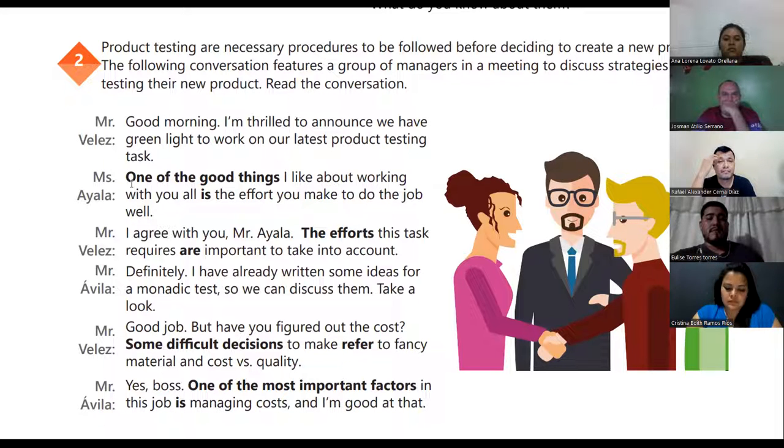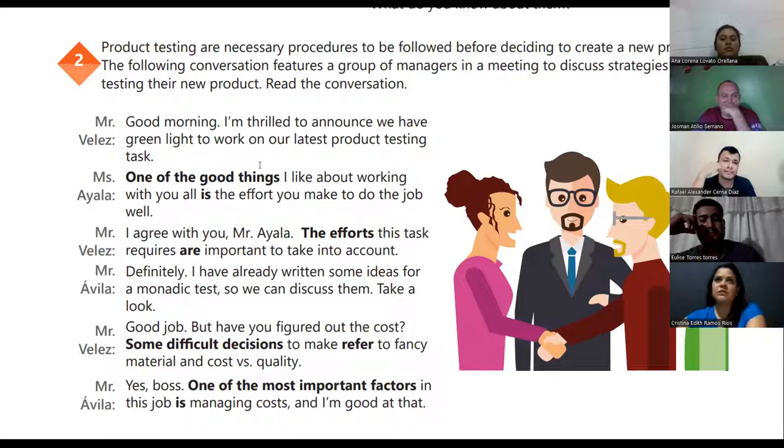Por ejemplo, veamos acá arriba, dice one of the good things. ¿Cuál es el sujeto? One of the good things. ¿Será the things o será things? Only one in the things? Things. No, it's only one. Ok, por eso el verbo es is. Ajá, one of the things, dentro del grupo de las cosas, hay una. Entonces, ese es mi sujeto, one of the things.